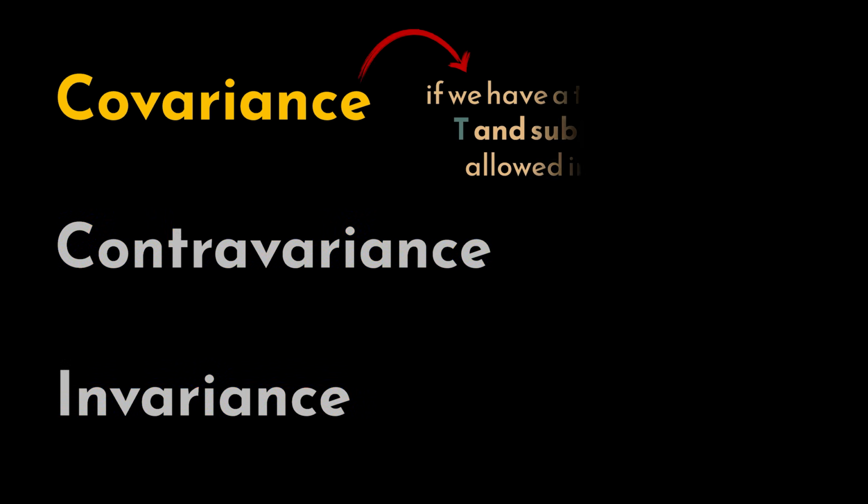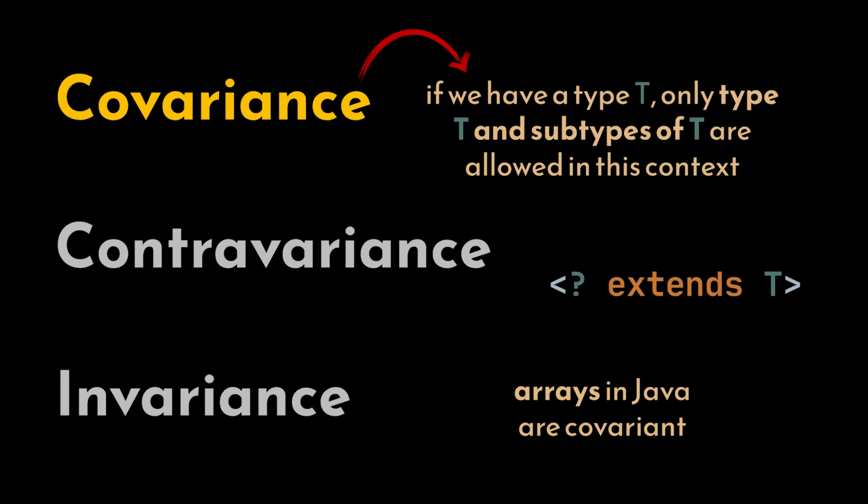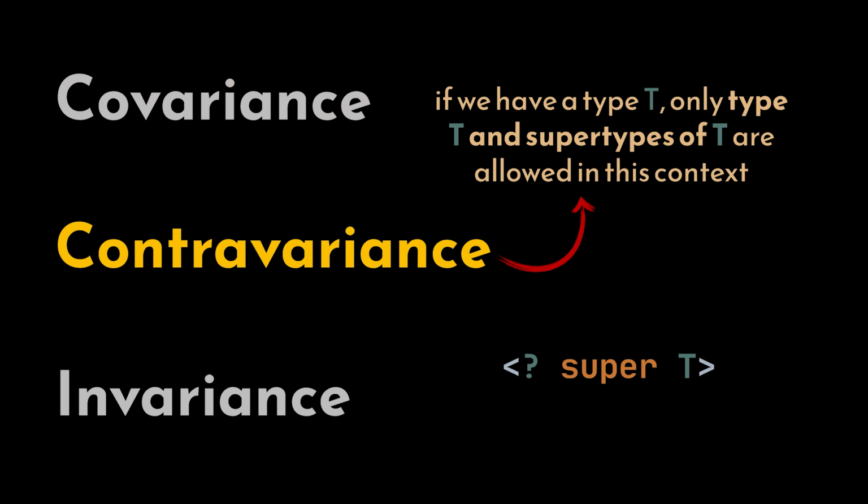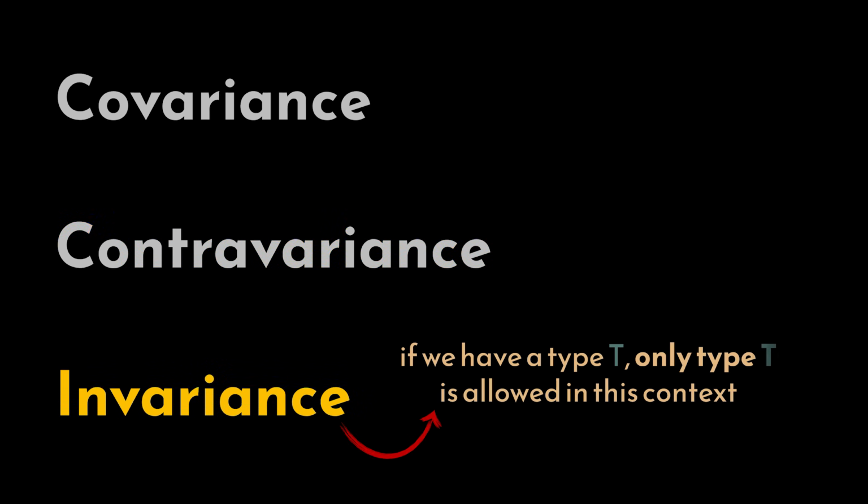Covariance means that if we have a type T, only type T and subtypes of T are allowed in this context. In Java, this is represented by the upper bounded wildcard, and by nature, arrays in Java are covariant. On the other hand, contravariance means that if we have a type T, only type T and supertypes of T are allowed in this context, and this is represented by the lower bounded wildcard in Java. Finally, invariance means that if we have a type T, only type T is allowed in this context. No supertypes or subtypes of T are allowed.